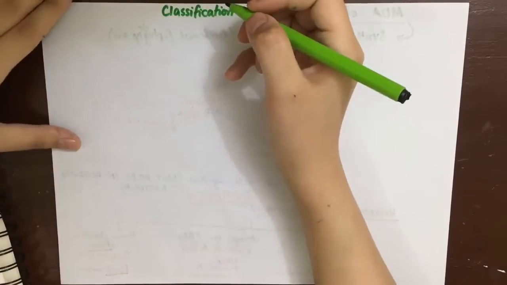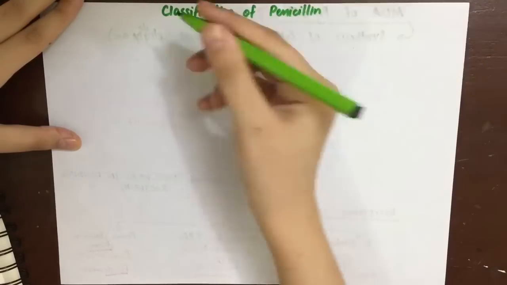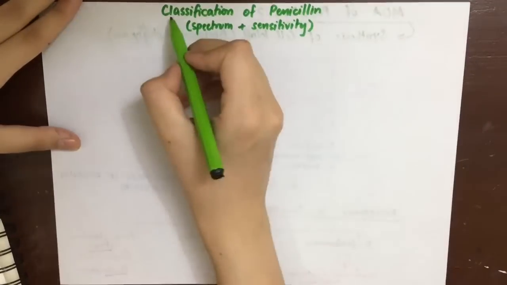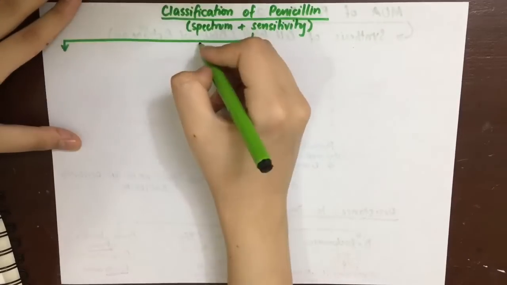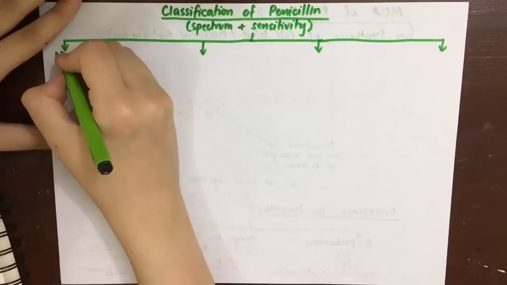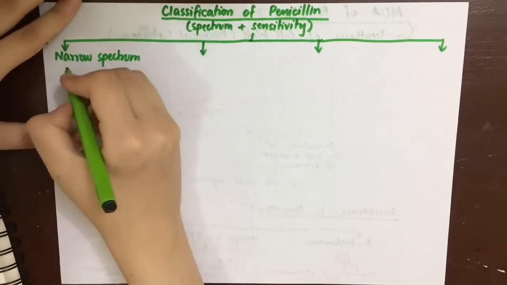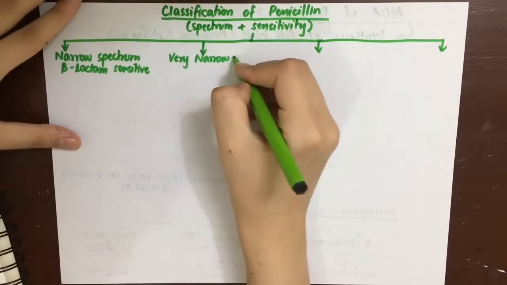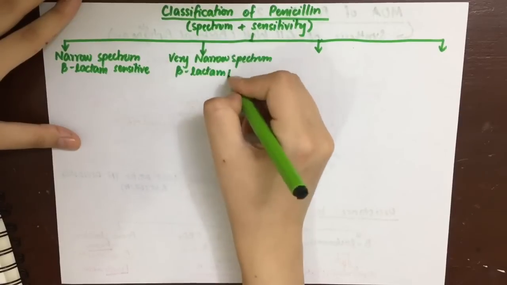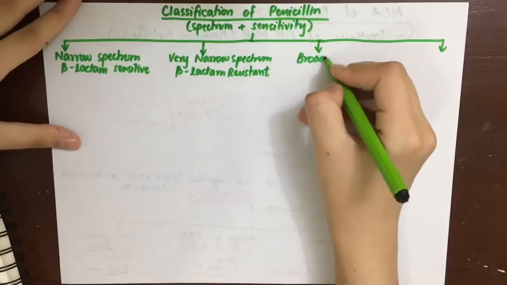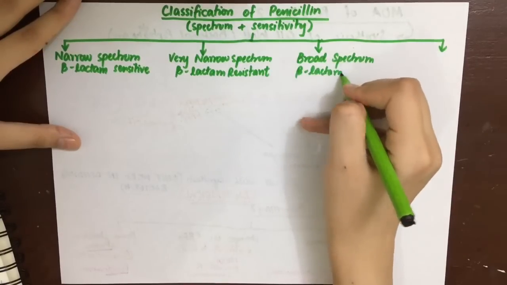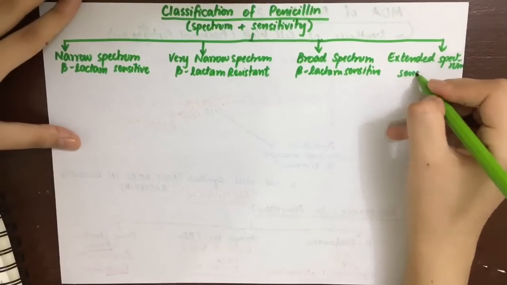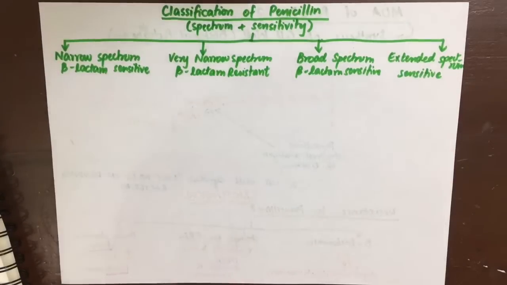Now, we will see the classification of different penicillins on the basis of spectrum of activity and also sensitivity to beta-lactamases. The first one are the narrow spectrum or the natural penicillins, and they are sensitive to beta-lactamases. Next are the very narrow spectrum semi-synthetic penicillins. They are beta-lactamase resistant because we've changed the R group to be protective of the bond that is prone to beta-lactamases. Next are the broad spectrum penicillins, and they are beta-lactamase sensitive. Lastly, we have extended spectrum penicillins, which are also sensitive to beta-lactamases.